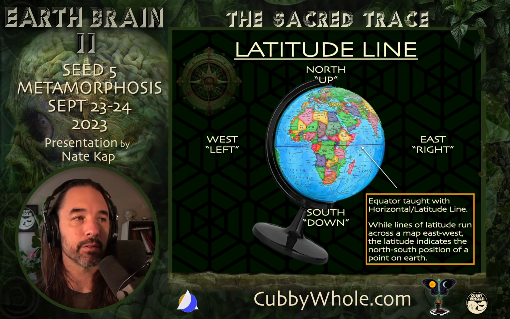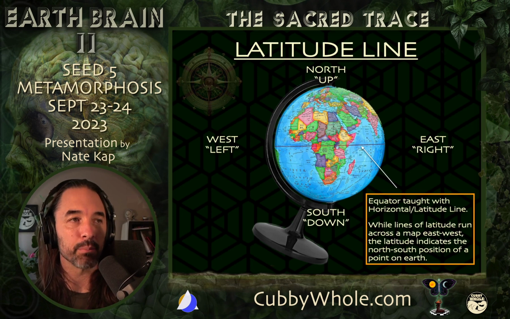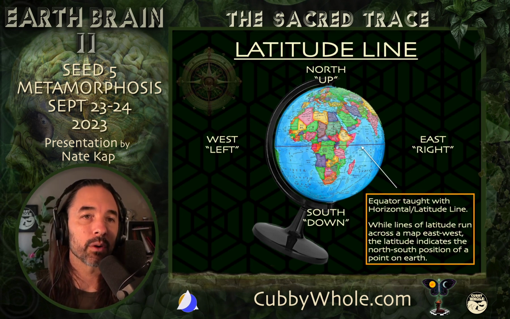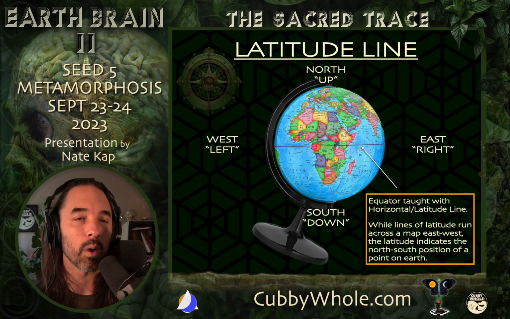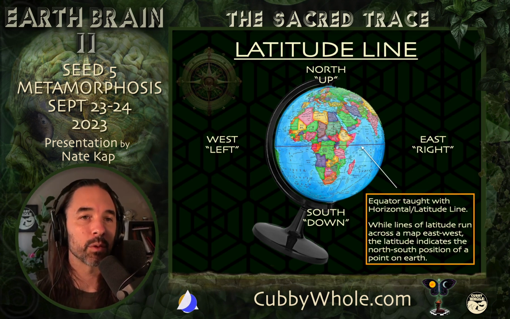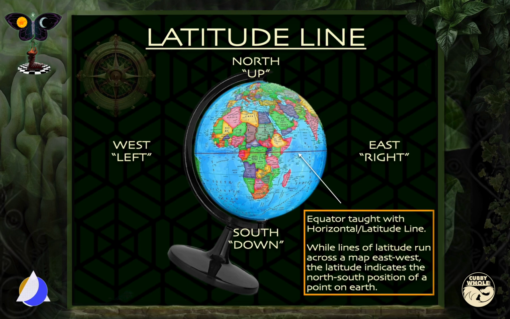And as you have seen in this slide, I put quotations on up, left, down, and right. We're going to start to understand why I put those quotes on there as we move forward. Now, while lines of latitude run across a map west to east or east to west, the latitude indicates the north and south position of a point on Earth. So it's a divider line, which is the equator.